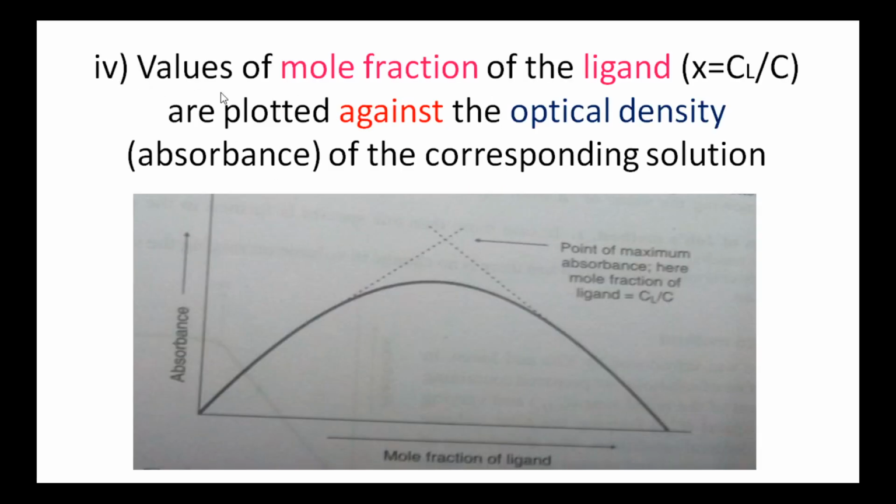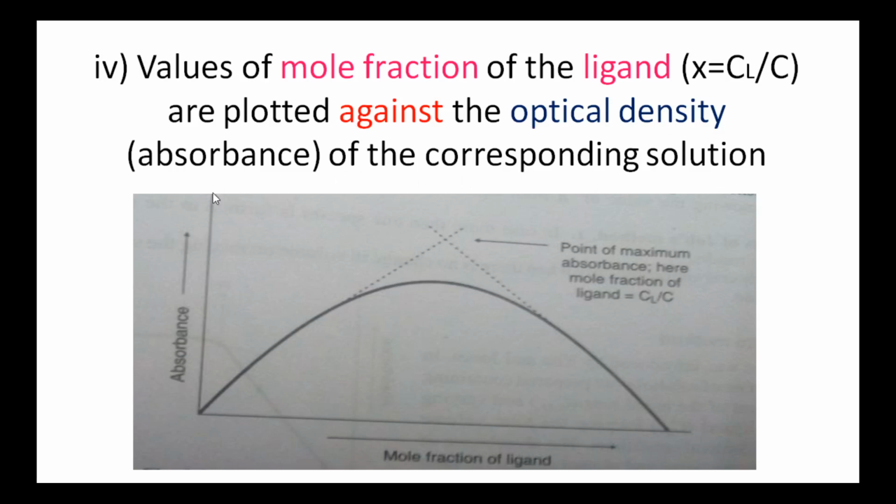In the fourth step, the values of the mole fraction of the ligand are calculated. Mole fraction is represented with the letter X. The mole fraction of the ligand is given by the formula X is equal to Cl by C. For all the above 10 solutions, mole fraction of the ligand is measured, and these values are taken on x-axis and plotted against optical density. Optical density or absorbance is taken on y-axis.